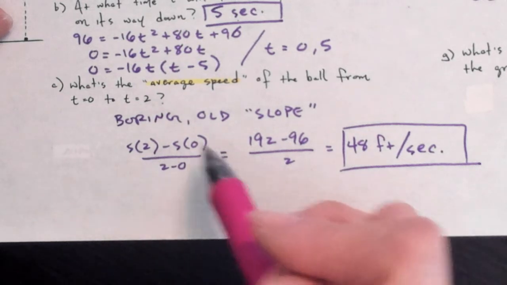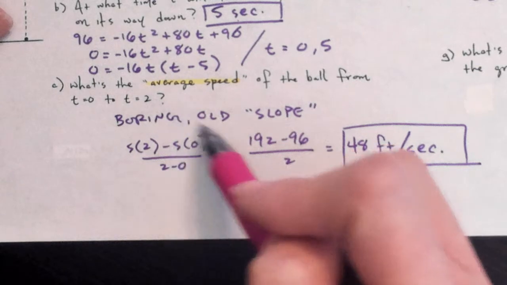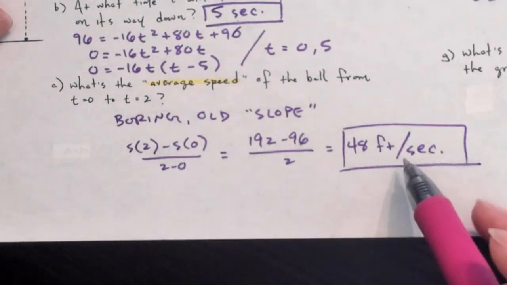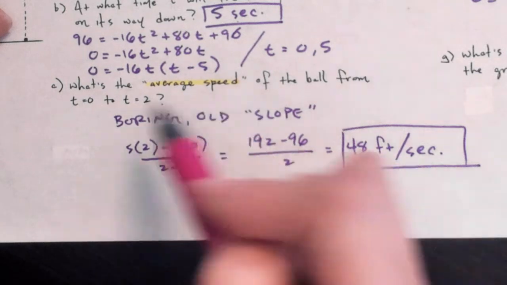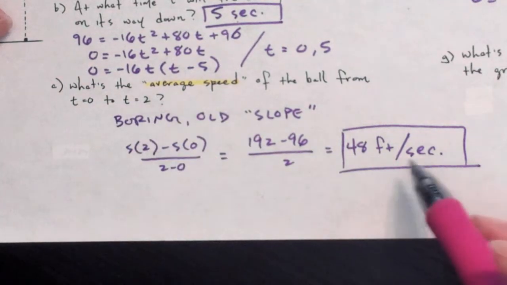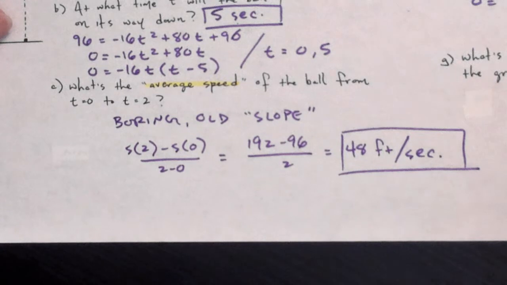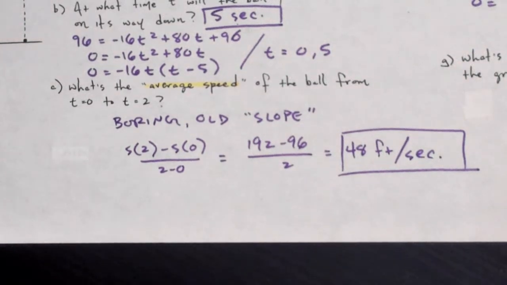So same kind of thing. It's just y's over x's. We plug it in, and we get 48 feet per second. So the average speed of the ball from 0 to 2 seconds is 48 feet per second. That's really fast. The next question is different, and it's where we're going to take a little bit more time. So you might have to rewind a little bit too.